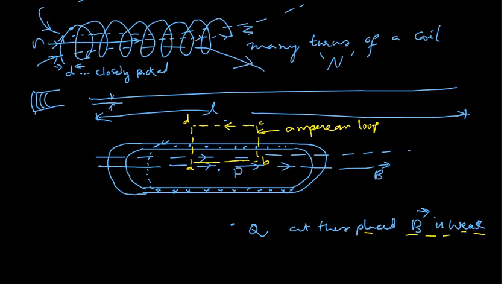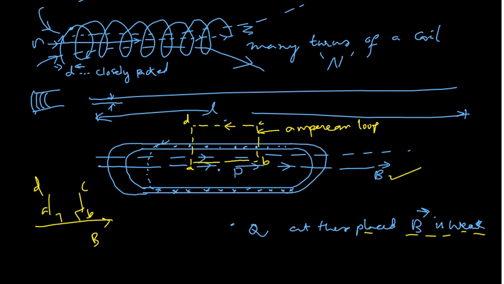Why? Because this and this, they are perpendicular to B. This is your BC and this is your AD. This is perpendicular, right? And therefore the two sections make no contribution. Now what is remaining? Only AB. So the field along AB is B. That's what we are considering and we want to find out that B.